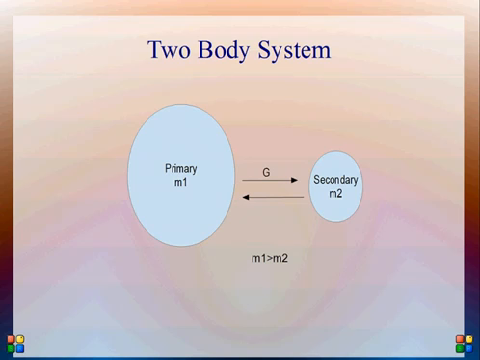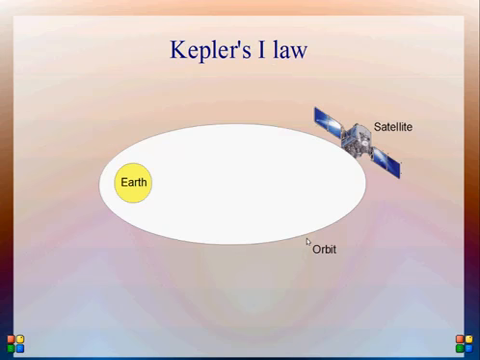So, it is very important to understand Kepler's laws of planetary motion to understand the movement of a satellite around the earth in space. Now we will start with Kepler's first law. According to Kepler's first law, the orbit, that is the path taken by the satellite to move around the earth, is elliptical in shape.